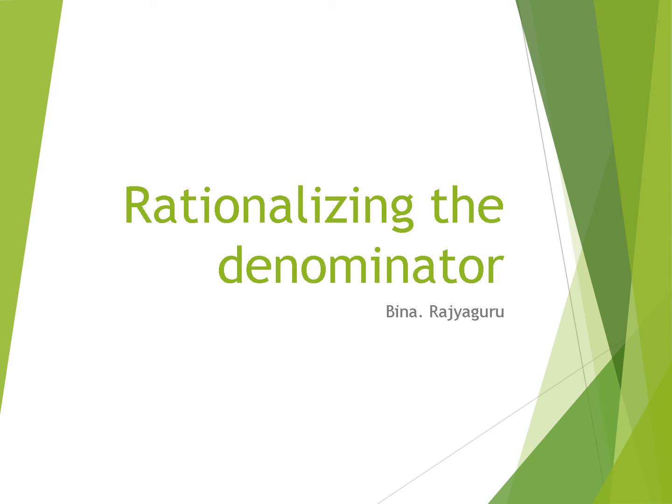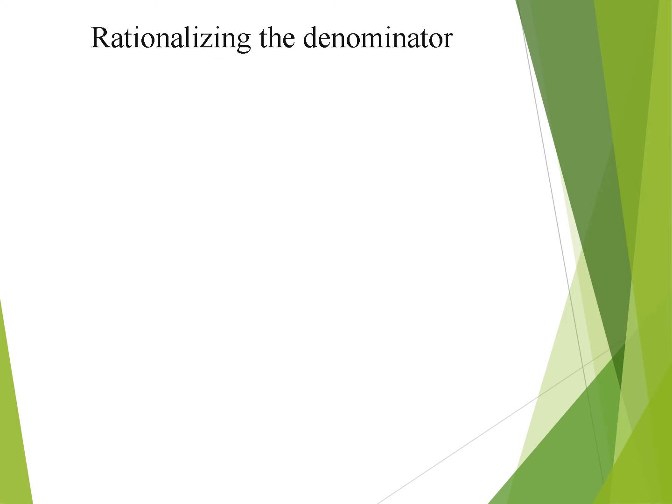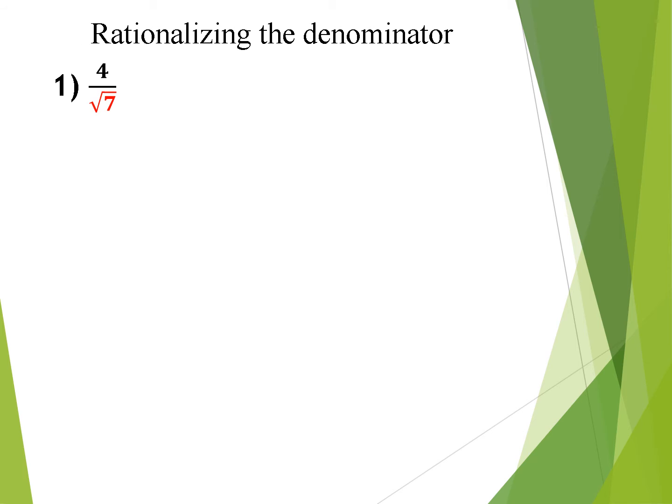In this video, we will learn how to rationalize an irrational denominator. Let's take a few examples of rationalizing the denominator. The first example is 4 upon root 7. The denominator is root 7, which is irrational.